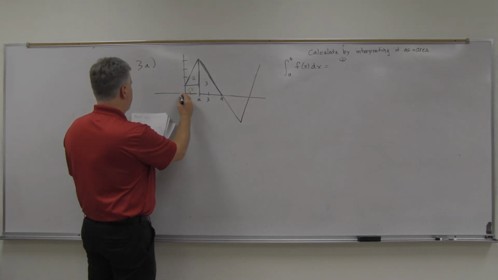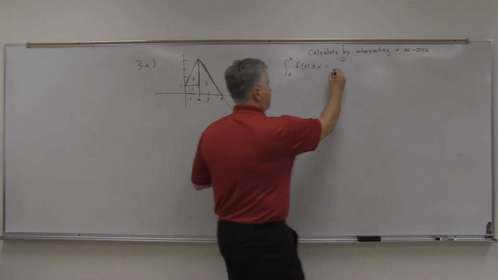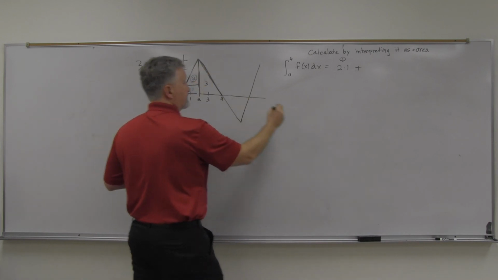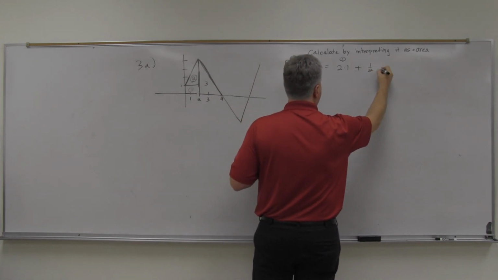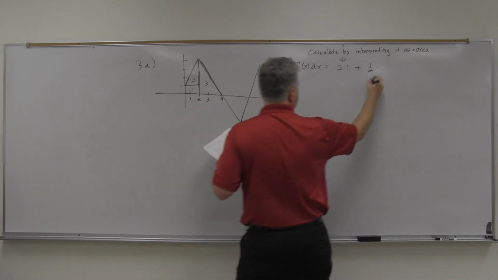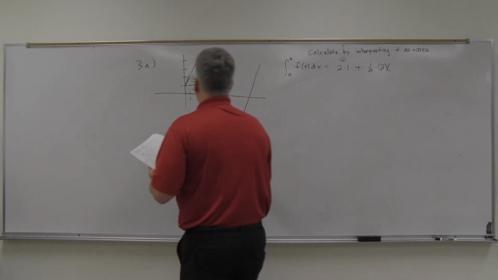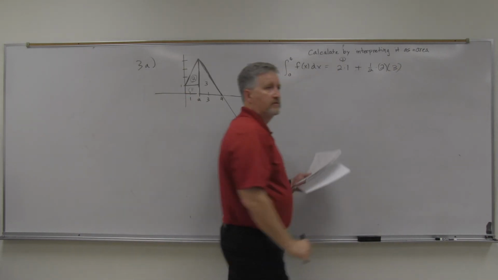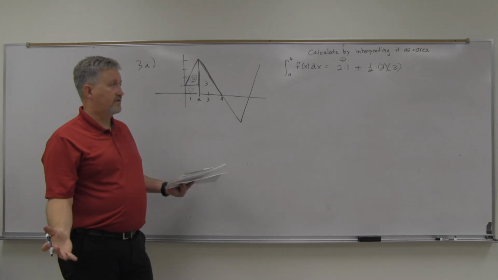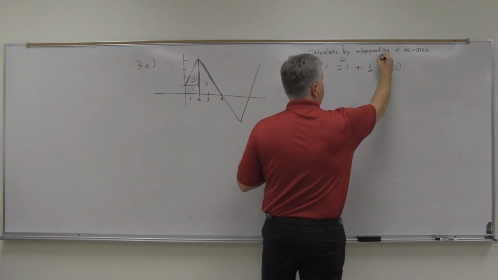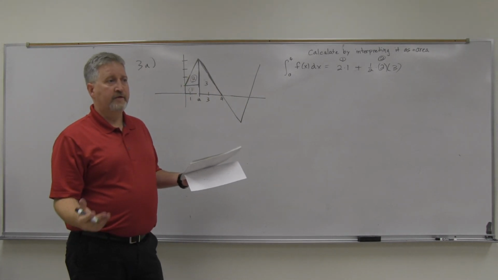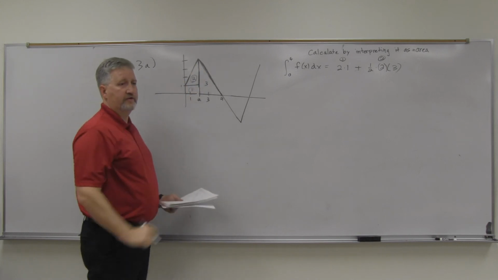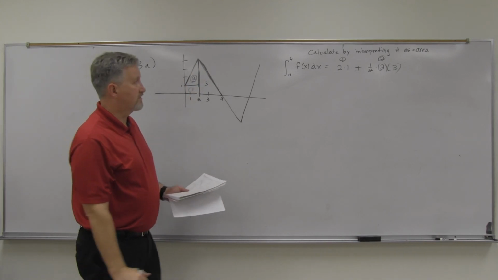That first area is a 2 by 1 rectangle, so the area is 2 times 1. The second area is a triangle, so it's 1/2 base times height. The base is 2. The height is 1, 2, 3 units long. So that area is 1/2 times the base, which is 2, and then the height is 3. You with me? What's the third one?